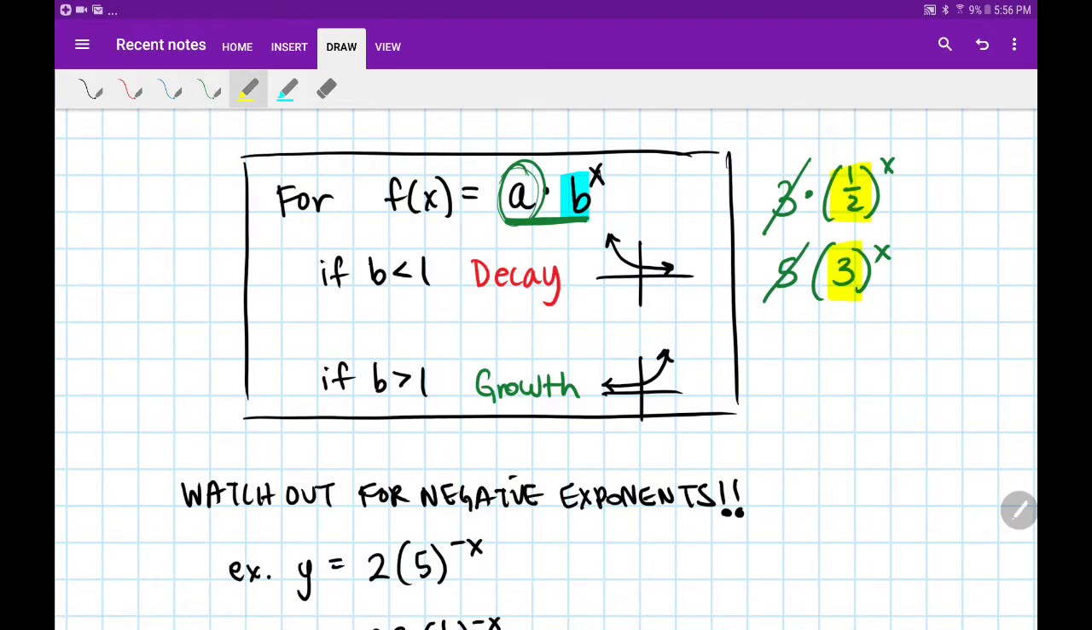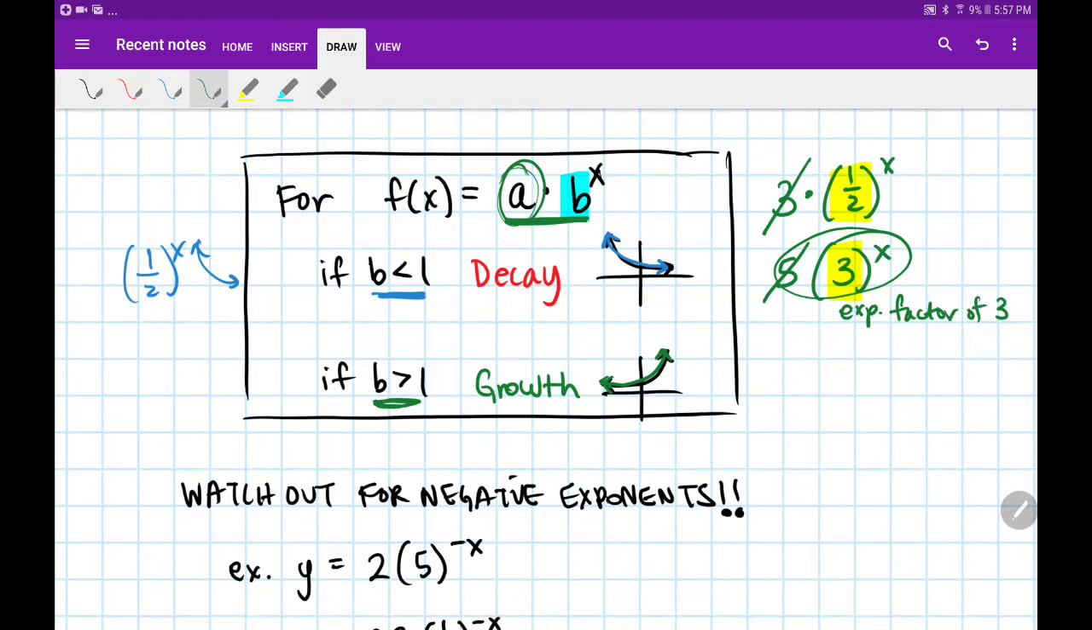So if the base is less than 1, then we have a decay function. Remember up top, we had this function, 1/2 to the x, and that was decay. If the base is greater than 1, then our graph will be growth. So it will keep on growing. So for example, here, 3 to the power of x, that has an exponential factor of 3. So that means it's going to keep tripling and tripling and tripling.